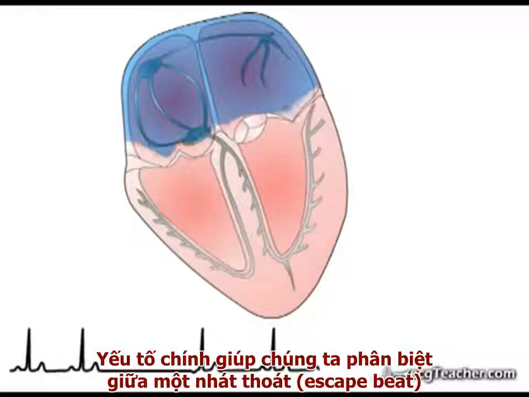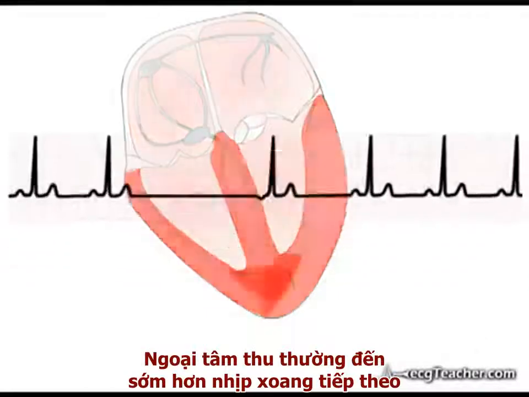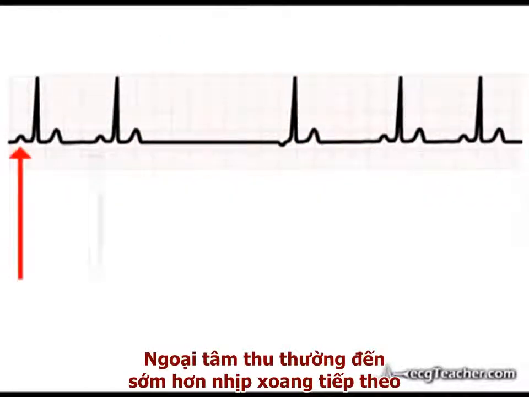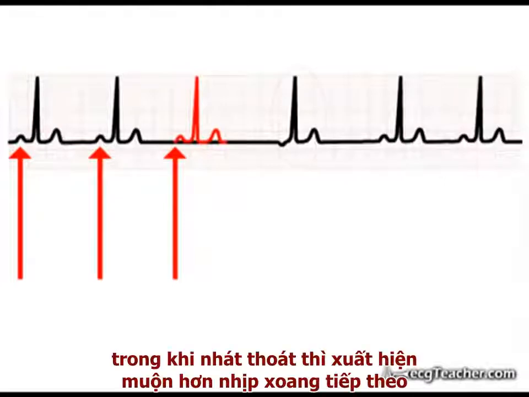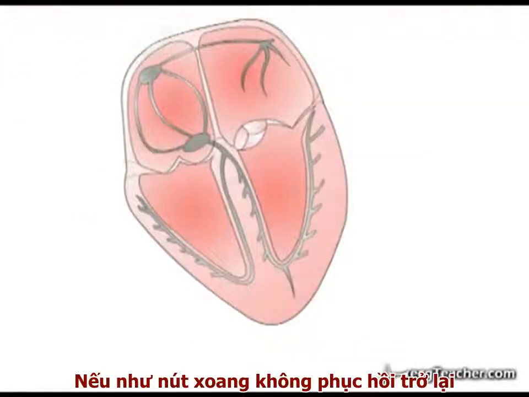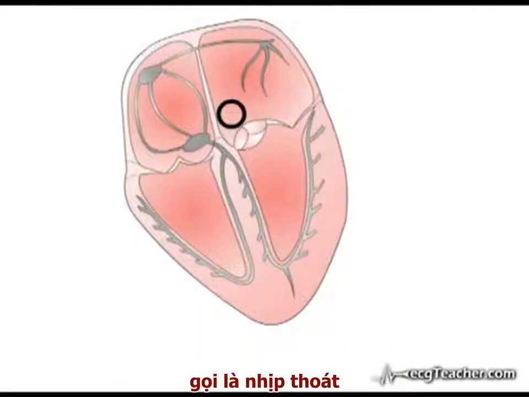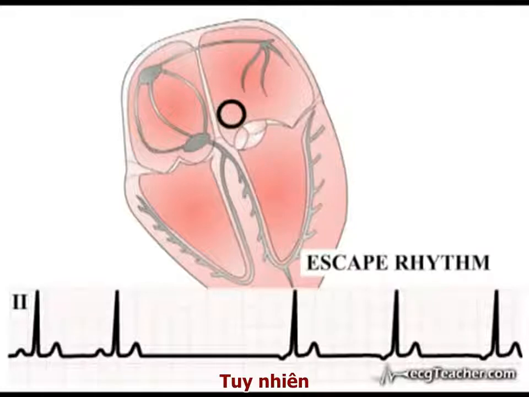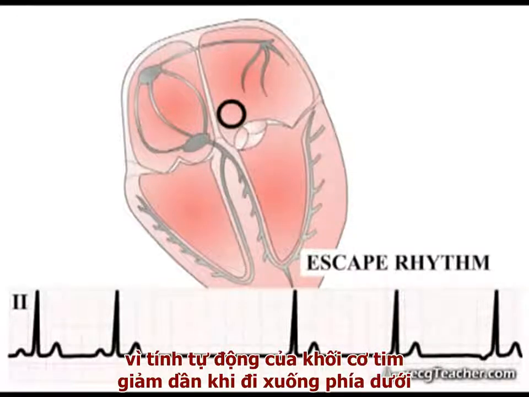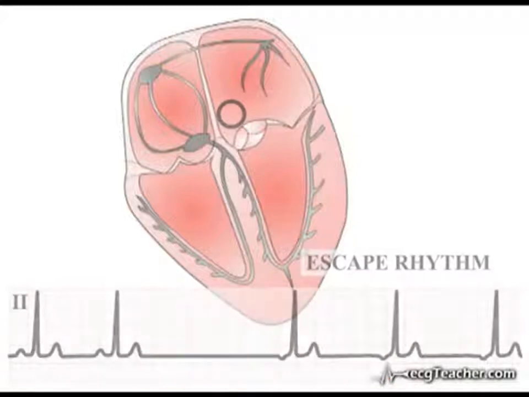The key factor in distinguishing an escape beat from a premature ectopic is its timing. Premature ectopics occur earlier than the next expected sinus beat, while escape beats occur later than the next expected sinus beat. If the SA node does not recover, the ectopic site may take over as cardiac pacemaker, generating an escape rhythm. However, as the automaticity of cardiac tissue declines on moving away from the SA node, the heart rate generated tends to be lower than sinus rhythm.